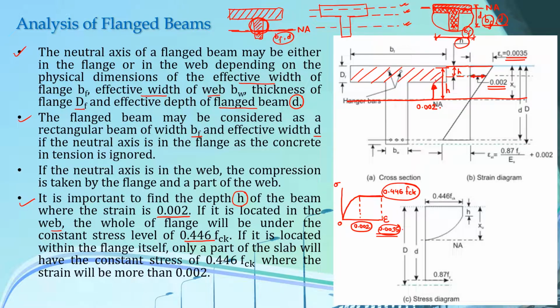So if this H lies in the web zone here, then you can say that this whole flange is under a constant compressive stress of 0.446 fck, whereas if it is located within the flange itself, only a part of the slab will have the constant stress of 0.446. That means if your H lies somewhere here, only this upper part of the flange is under a constant compressive stress of 0.446, and the stress now is different for this lower part here. These are some things that you should remember for the analysis of flanged beams, and we will use these conditions when we develop 4 different cases for the analysis of our flanged beams.